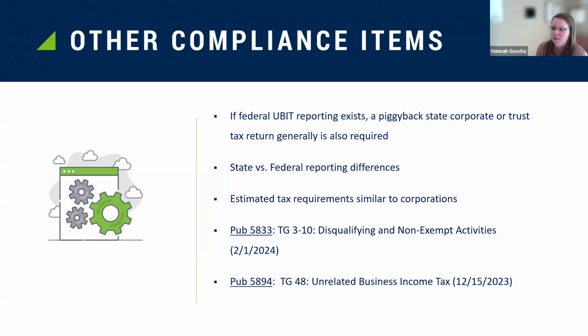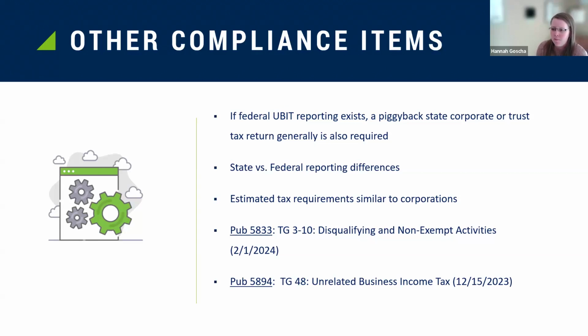Then they're also required to make estimated tax payments, similar to corporations. So if you do have this UBIT income consistently each year where you're paying tax, you are required to pay in quarterly estimates to avoid that extra interest and penalties.